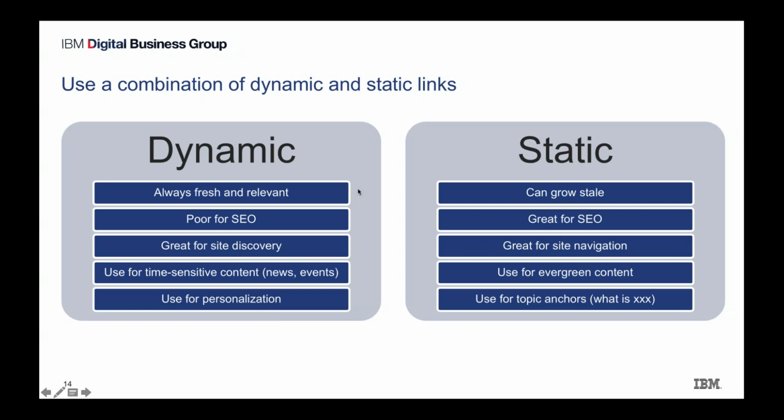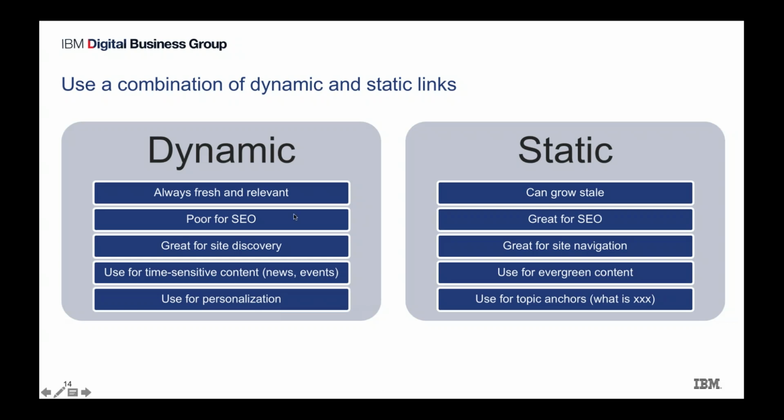So dynamic is great for that sort of awareness of opportunity and site discovery, but it is poor for SEO. If the service that brings up the dynamic link is just a little slow, Google is going to give up on it very rapidly. If it keeps changing, Google is not going to deduce a relationship between the two pages because it can't tell what the other page is reliably.